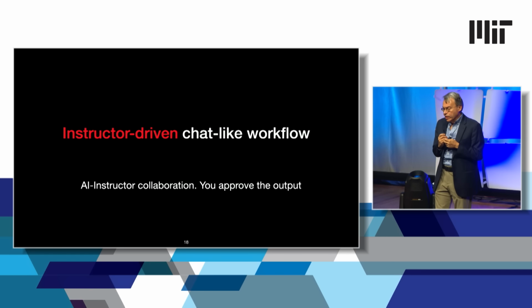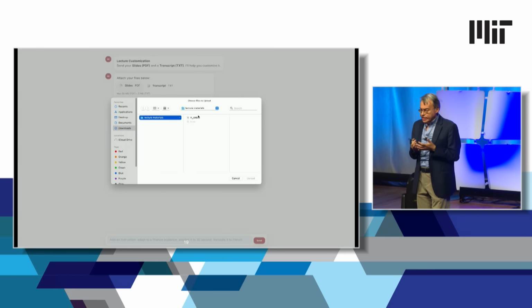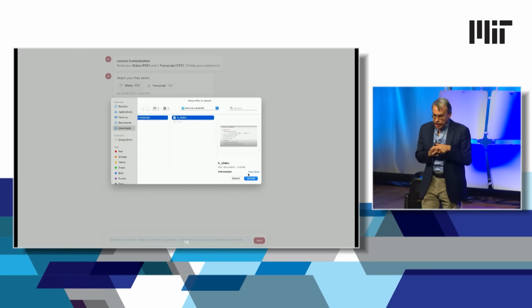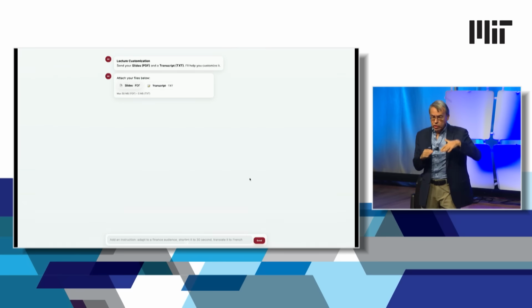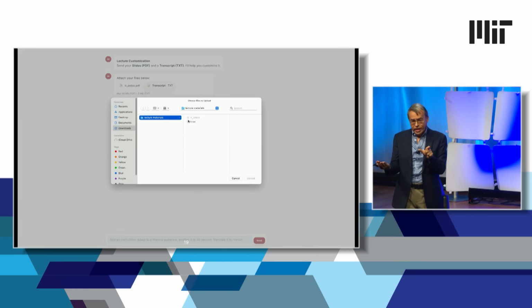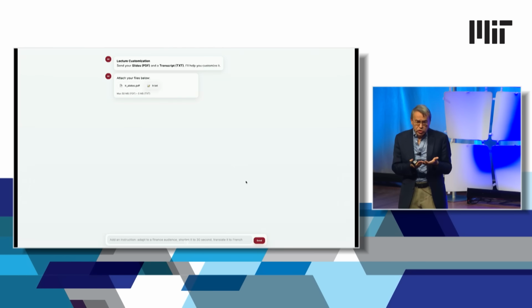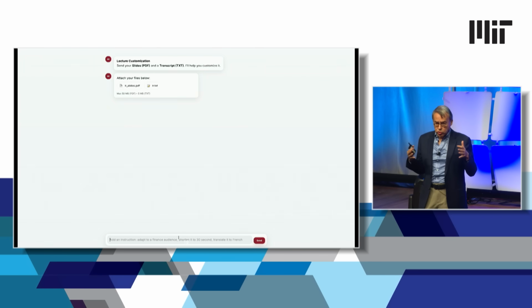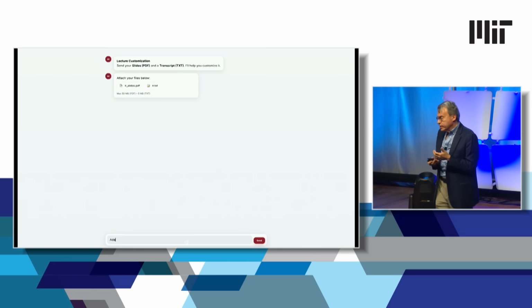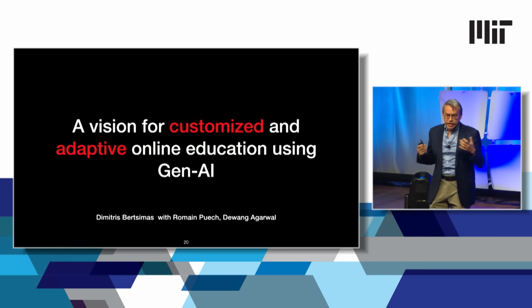So a human in the loop, an instructor in the loop. This is a system that the instructor can give some instructions, also what information, what papers, books, slides to use, and then appropriate instructions to synthesize the story.